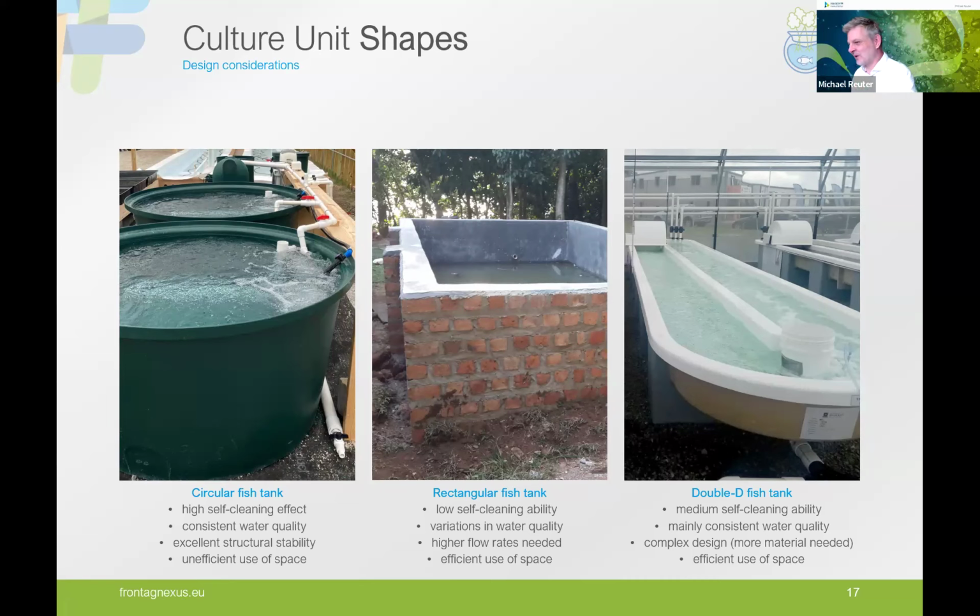And that's why some people invented a double D-form fish tank that combines a little bit the advantages and the disadvantages of both other forms, because we have a good mixing of the water. It has quite some self-cleaning ability, but it needs more material than the other tanks. That's a little drawback of this form of fish tank, and a more complex design than the other two.